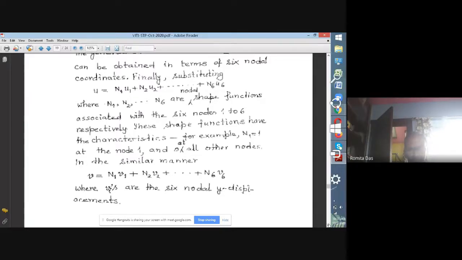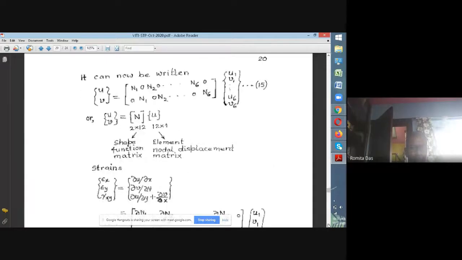So this is the quadratic variation of the field, and the displacement within the element, including the boundary, is given by the U matrix equal to the N matrix, the capital N shape function matrix, multiplied by the 12 displacements. So the displacement at any point is U and V. The dimension of the left hand side column matrix is 2 by 1, the N matrix, the shape functions matrix, is 2 by 12, and the displacement matrix is 12 by 1.